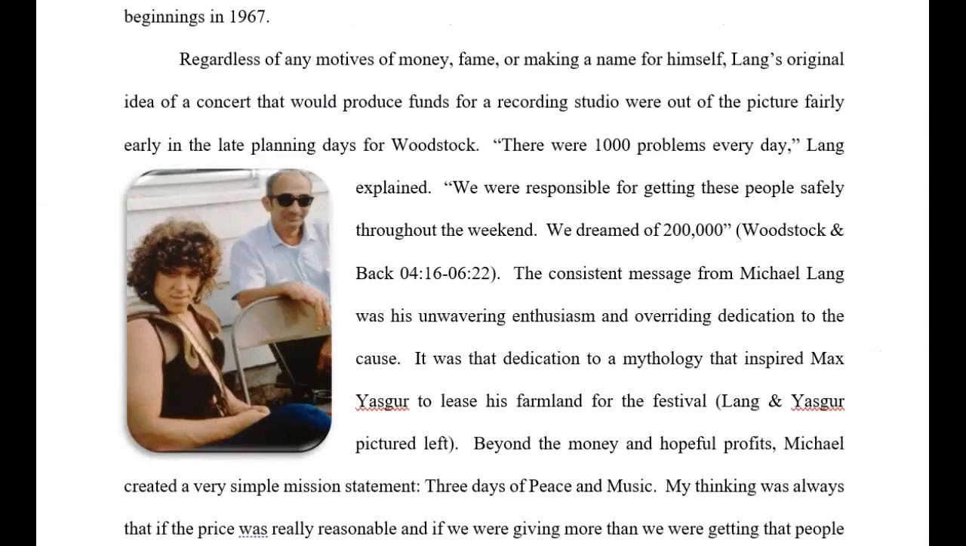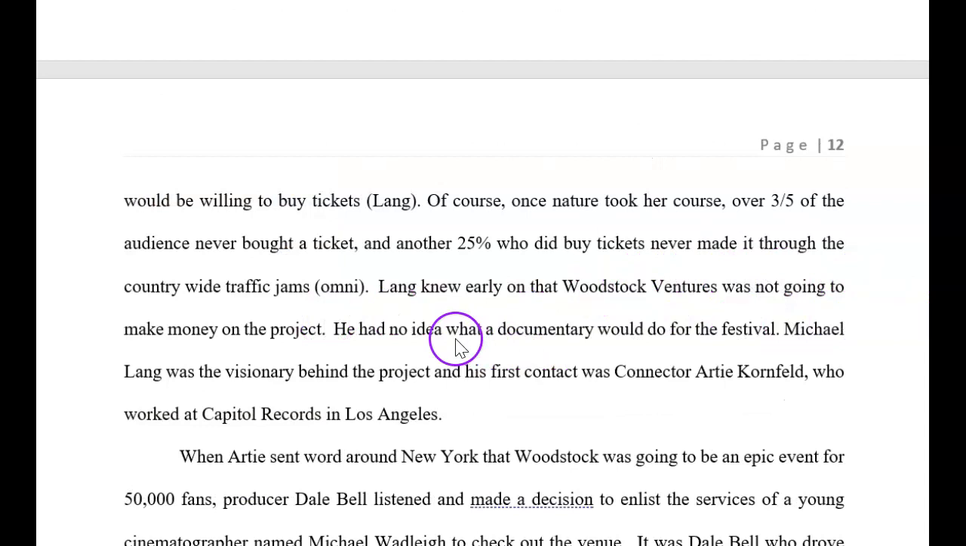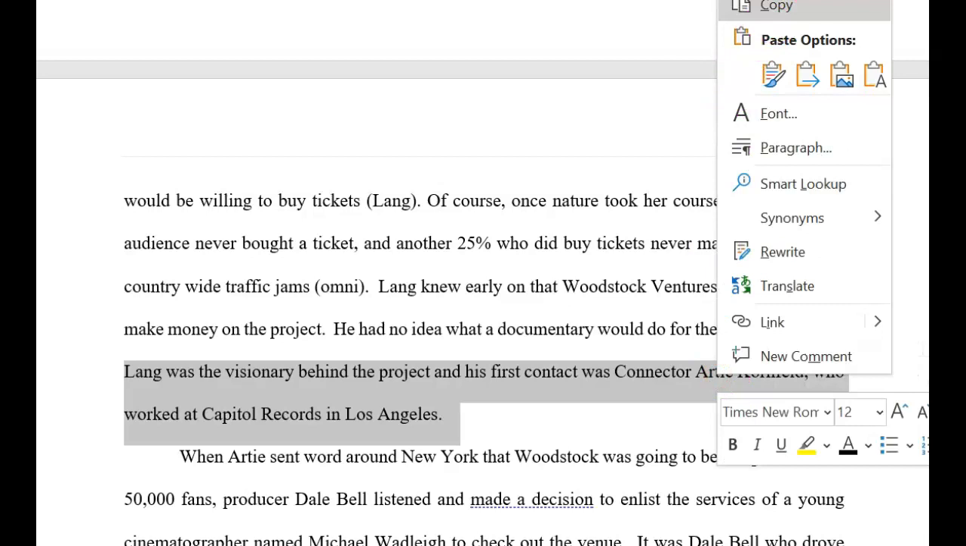So was the paragraph before too long? Okay. Michael Lang's vision does include Yasgur, but that's sort of the practical idea of what the festival was supposed to be, a different location, and they had to change it very quickly. I'm not sure this goes there. I'll be right back. Okay, I'm going to leave that because Yasgur's farm is part of the vision, and I don't really talk about it very much in the rest of the essay because we're talking about how it happened, which Yasgur is a part of. But okay, he had no idea what the documentary would do to the festival, so we're going to move this. That's the transition sentence, and so we're going to move that there.